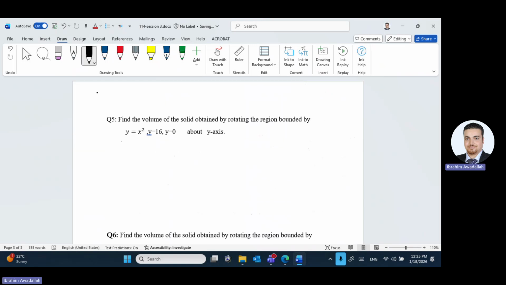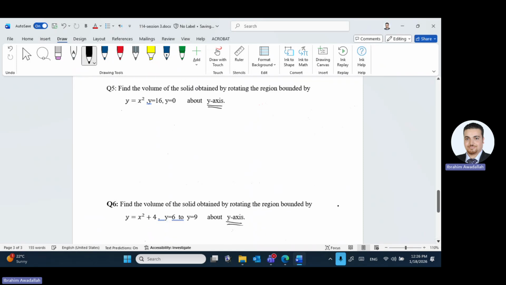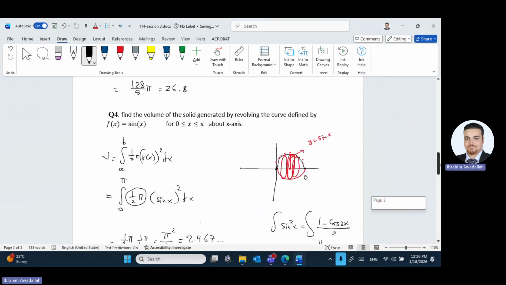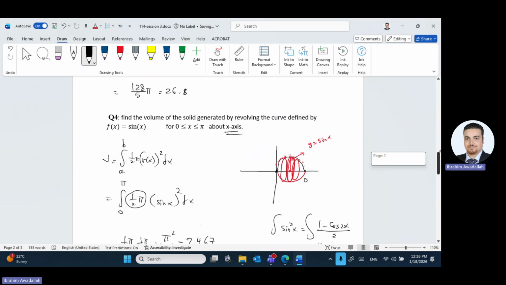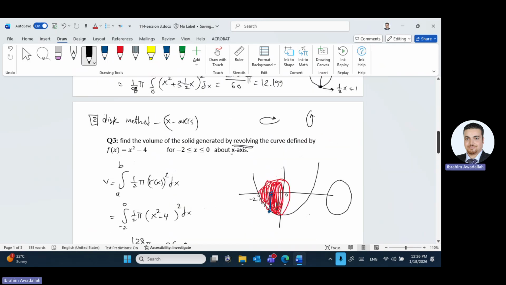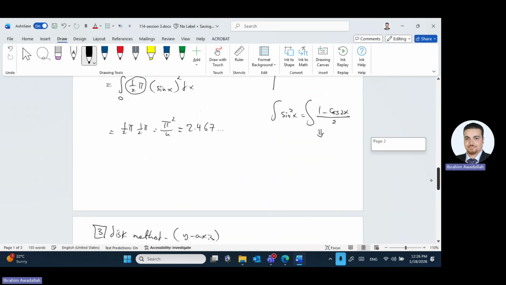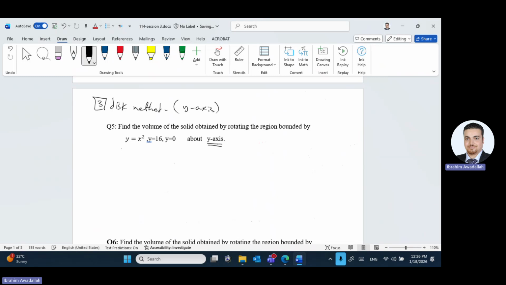One more exercise, but this time I will write for you number 3, which is the disk method. This time we will use the y-axis. Whether it is the x-axis or y-axis will be written in the question itself. See, this is y-axis, about y-axis. In the previous question, x-axis, and the question before it, x-axis. So in the question, we will tell you if you should use the x-axis or y-axis.